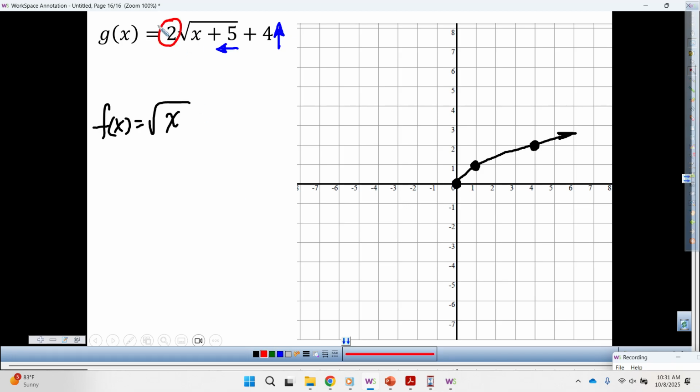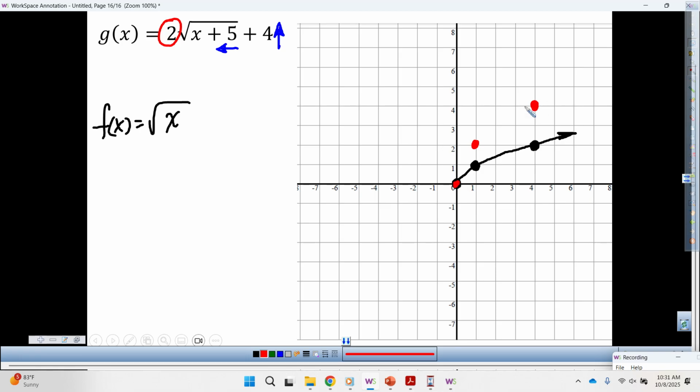However, before we do that, people, circle the 2 in red. What does that do to these points? Talk with your neighbor. What does that do to these points before we move them? 0, 0 stays the same, but where do we move 1, 1 to? 1, 2. That is correct. How about 4, 2? Where does that move to? 4, 4. That is correct.